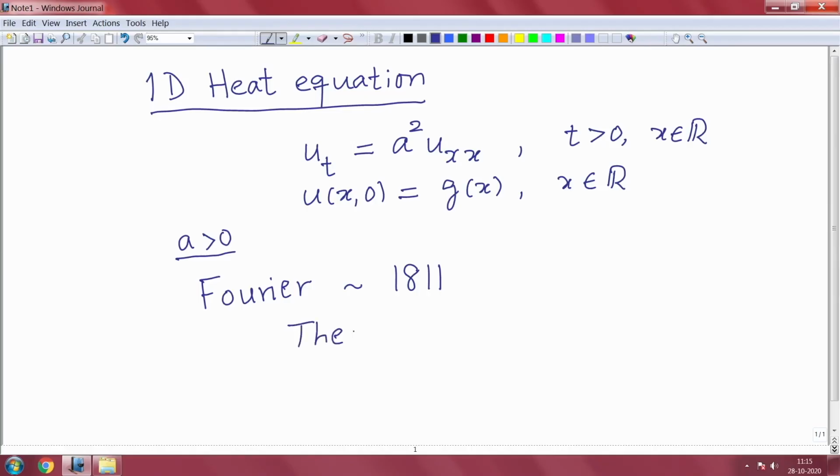So, let me just write it: Théorie analytique de la chaleur. This is in French. Simply translated, this is the analytic theory of heat.